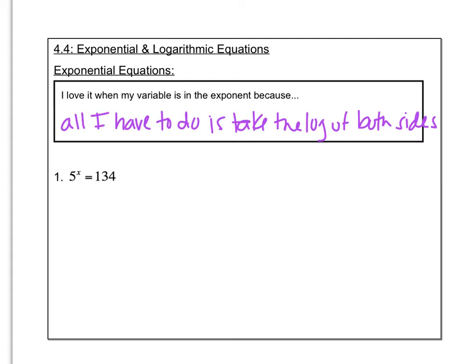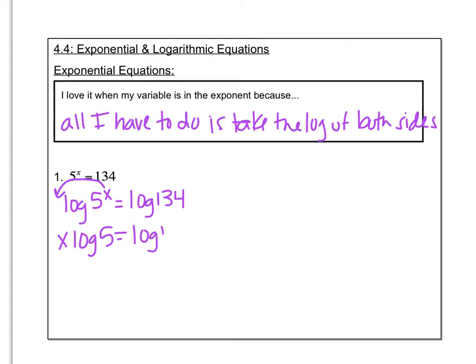So in number 1, again, the problem is that x is trapped up in the exponent. The only thing that's going to get that down is to do a log. So you could literally do the log on both sides. The whole idea with using the log is that now, because I use the log, the exponent is allowed to pull out in front. So it'll be x log 5 equals log 134. And then to solve for x, I can divide by the log of 5.